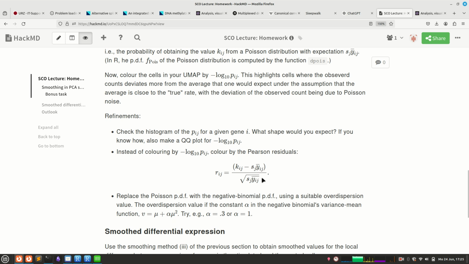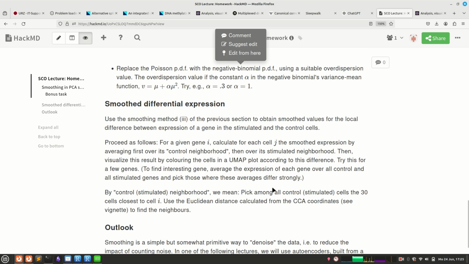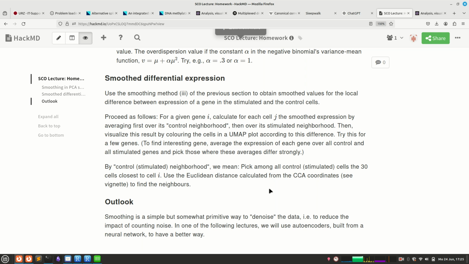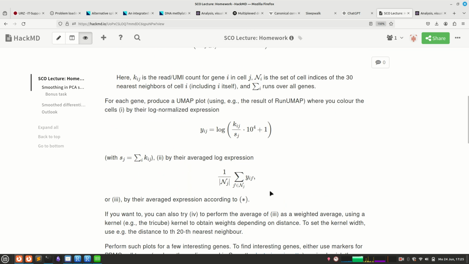And yeah, I think the last part with the negative binomial, I just have to explain to you why we need a negative binomial here. So let's skip that for the moment. So now there's one more point.